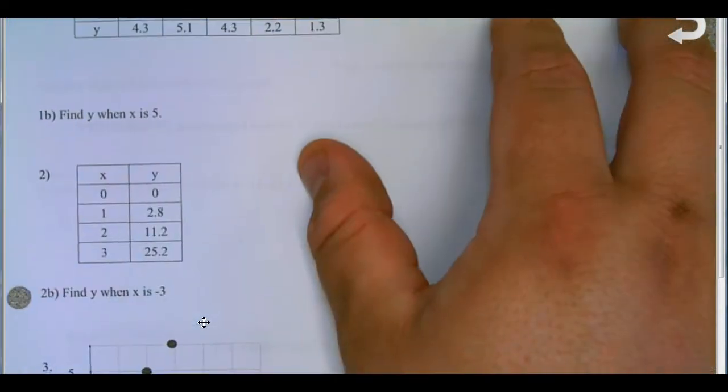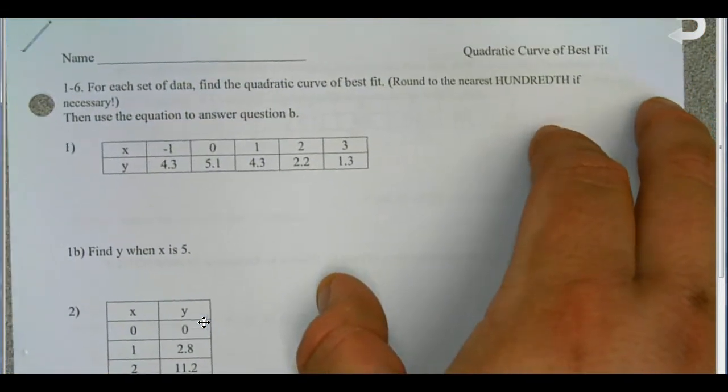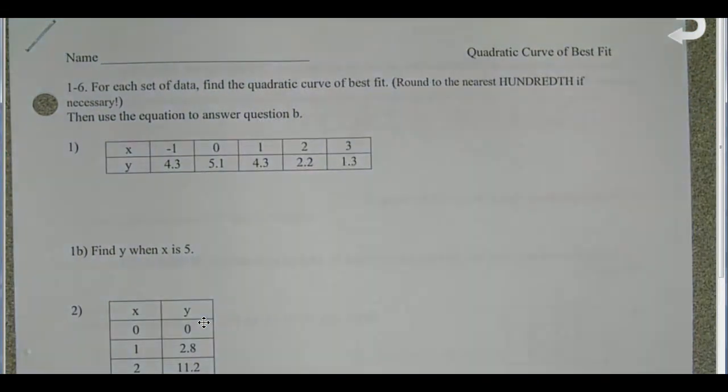Okay, guys, so we are on day 2 of the stats, and today we're going to do quadratic curve of best fit. If you notice, there are no notes because quadratic curve of best fit is exactly the same as linear curve of best fit. All the rules are the same. Everything stays pretty in order.